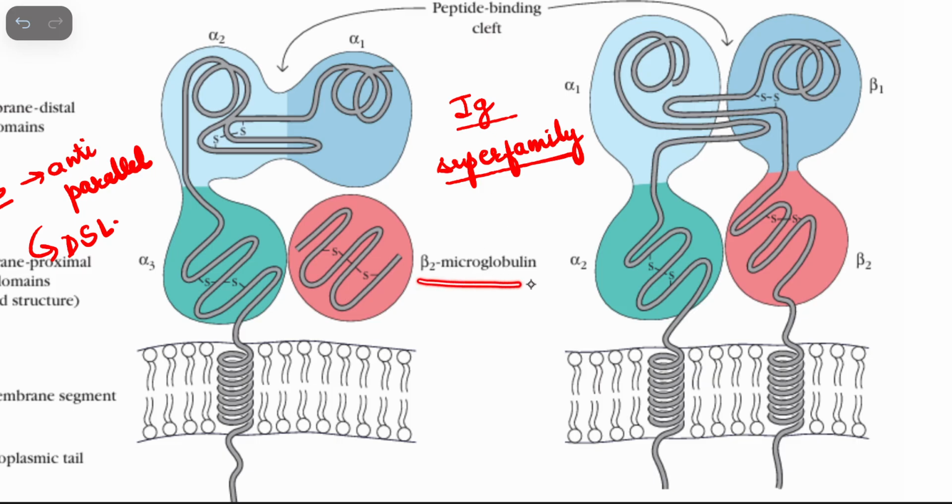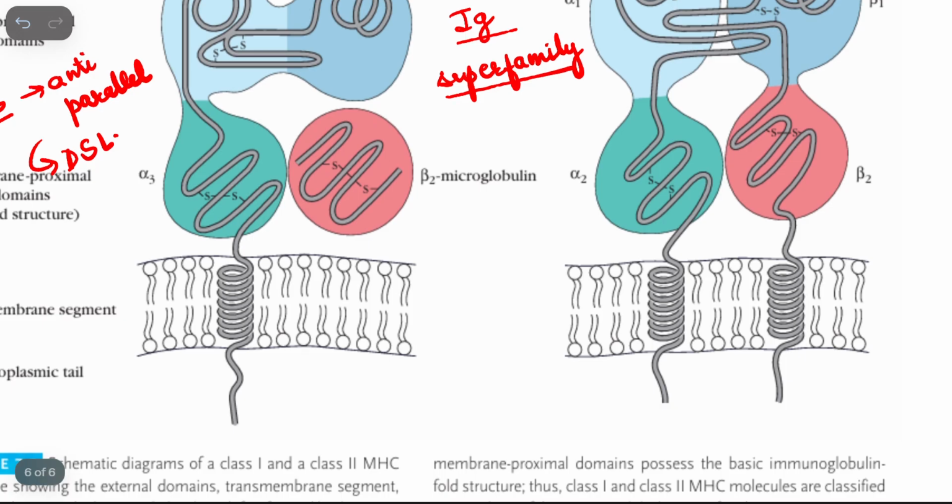Please remember that beta 2 microglobulin is a very important component, because without it the whole functionality of the MHC class 1 won't be retained. There is another important part which we see here, that is the tail. It is most probably the hydrophilic tail which is in the cytoplasm of the affected cell. So this is the membrane anchoring segment, and then there is the tail in the cytosol, the cytoplasmic tail.